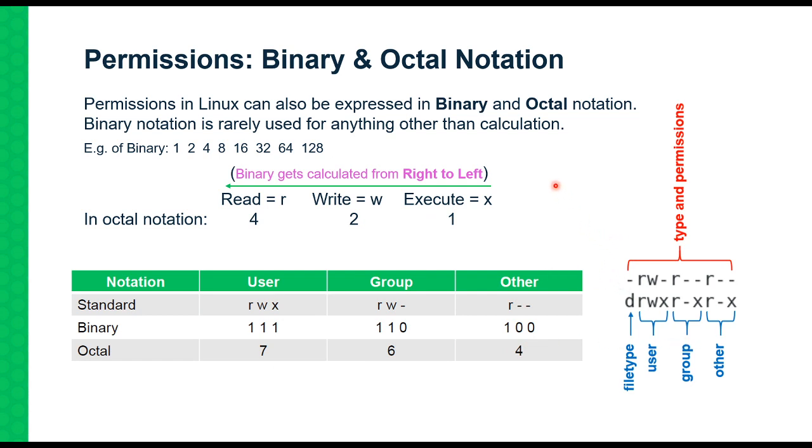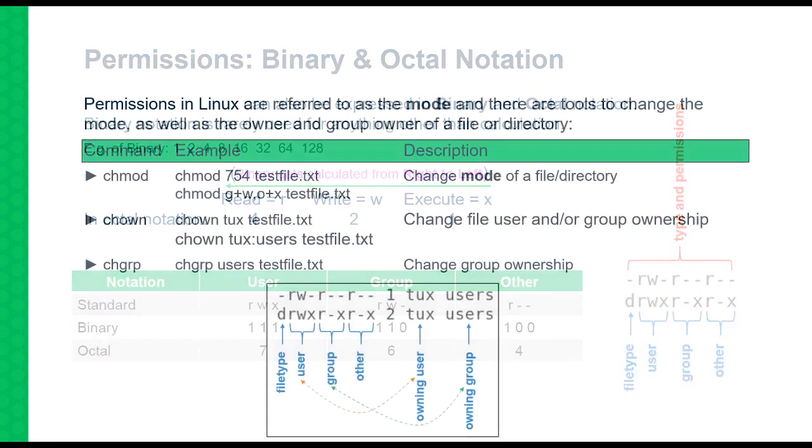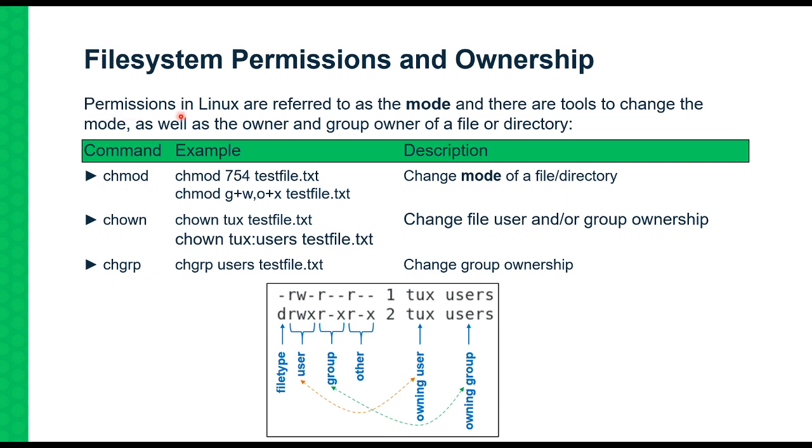So let's carry on and see if we can utilize this octal somewhere. Permissions in Linux are referred to as the mode, and there are tools to change the mode as well as the owner and group of files and directories. So the command we use to change the mode, meaning our permissions of a file or directory, is the chmod command, change mode command.